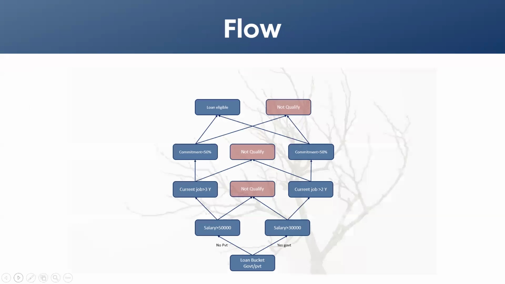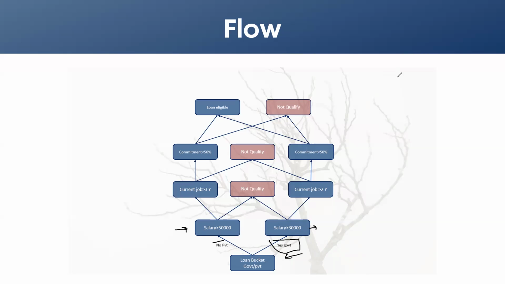As I was mentioning, we will be asking a lot of questions. Here, I first identified whether the person is working in a private job or in a government job. If the person has a government job, whether the salary is greater than 30,000 or not. If the person is working in a private job, whether the salary is greater than 50,000 or not. So at every node I'm asking a different question, and finally trying to understand whether the person is eligible to be given a loan or not. This is how the flowchart looks.